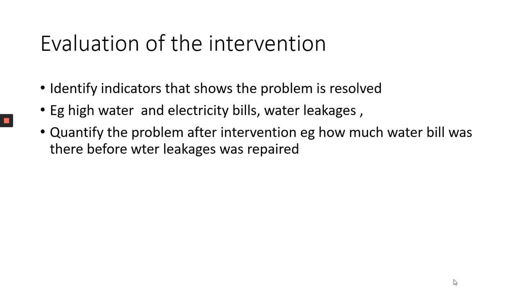Evaluation of the intervention. Identify the indicators that show the problem has been resolved. The water bills. Has the water bill been rising? The water bill has been rising because of leakages. There have been constant problems with electricity because of the quality of the wire that was used for wiring. So what will be the indicator there? The indicator can be the water bill, and it can also be the electricity bill.